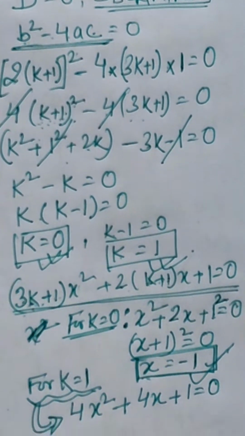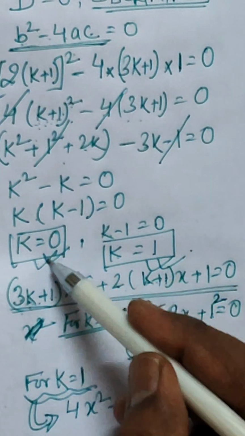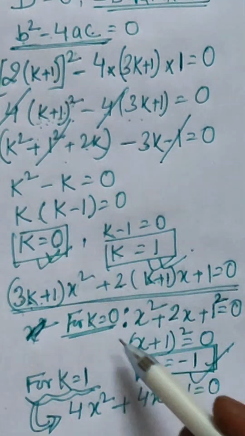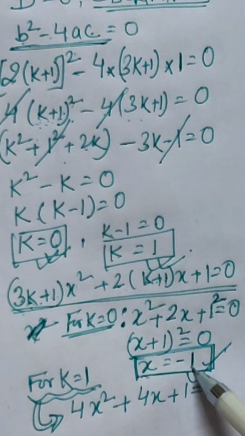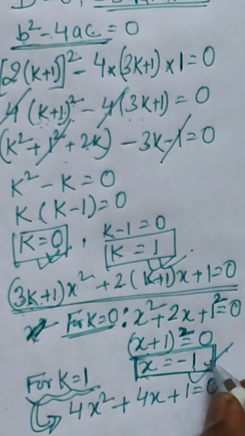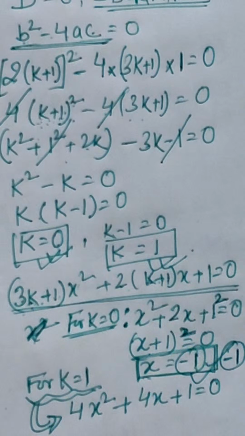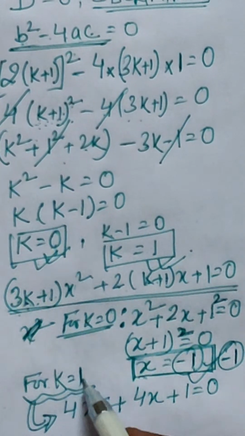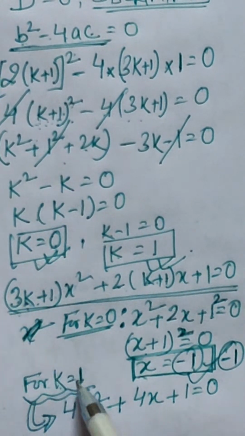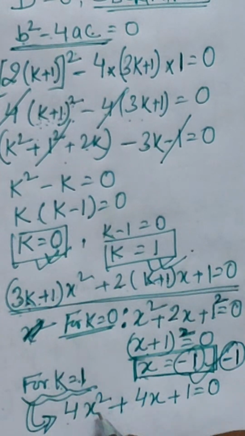So this is the second quadratic equation which is formed, because we have two values of k. For k equal to 0, we get the root as minus 1, because you can see x plus 1 whole square, so both the roots are minus 1 and minus 1. You can see over here. Now for k equal to 1, when you put the value of k equal to 1, you get this quadratic equation. Now just solve it.